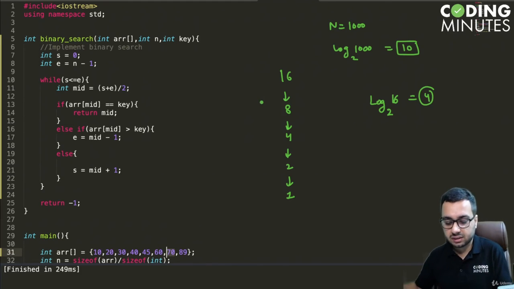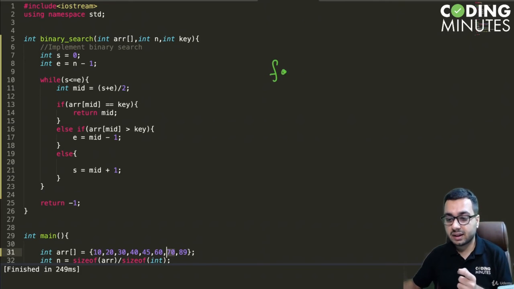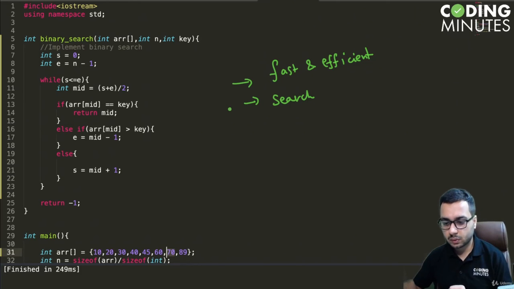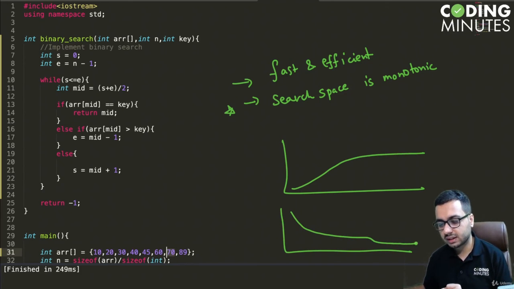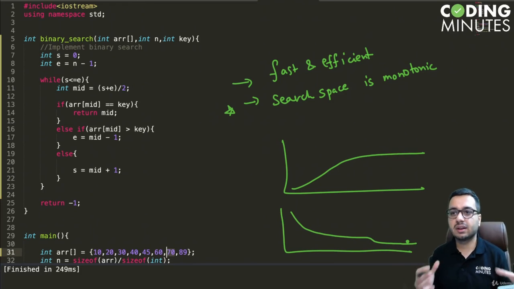So binary search is a very fast and efficient algorithm, but it works only if your search space is sorted. The only condition required is that your search space should be sorted, or in other terms, the search space is monotonic. Monotonic means the values should be either non-decreasing or non-increasing, meaning the values should either decrease or remain the same. Only then will binary search work.